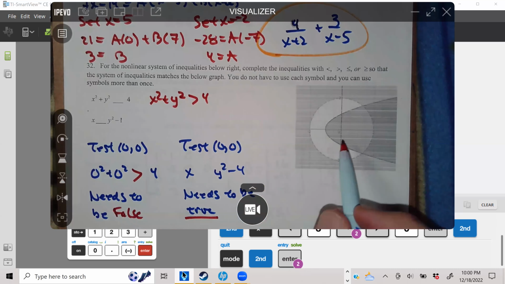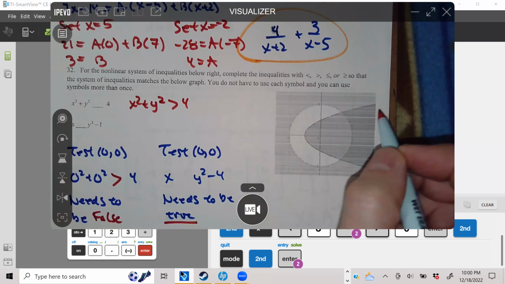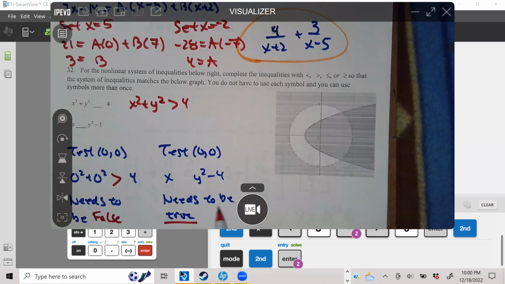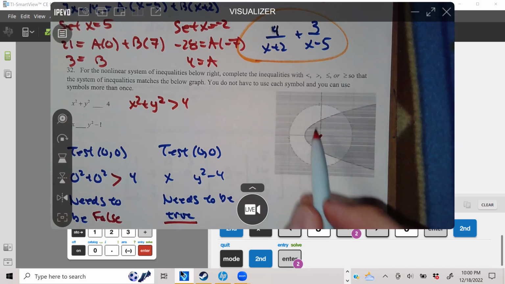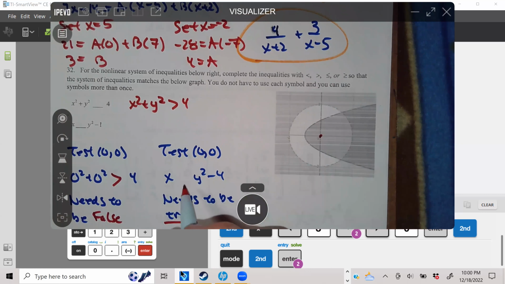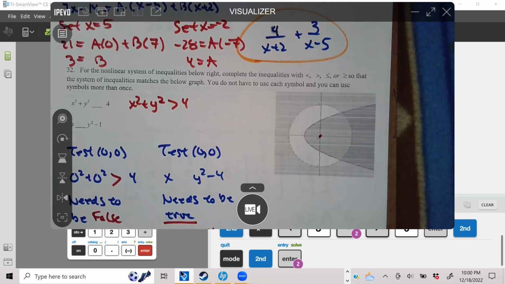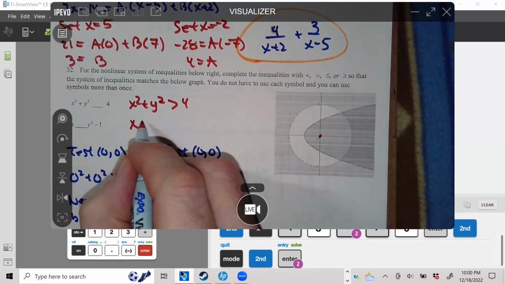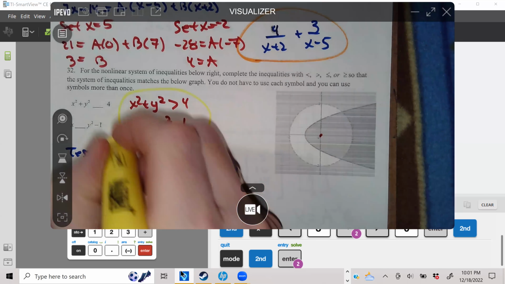How about for the second one, the parabola? Well, it's going to have to be a less than or equal to or greater than or equal to because this is a nice smooth line. And then we want that to test true because it's shaded on the inside. So if I test 0, 0, I have 0 and 0 minus 4 is negative 4. Which one of these is going to make that true? That would be a greater than or equal to. So the other part of this is x is greater than or equal to y squared minus 1. And that does it for the system of nonlinear inequalities.